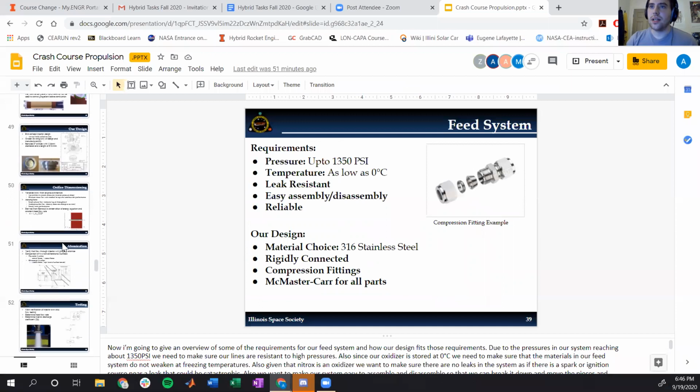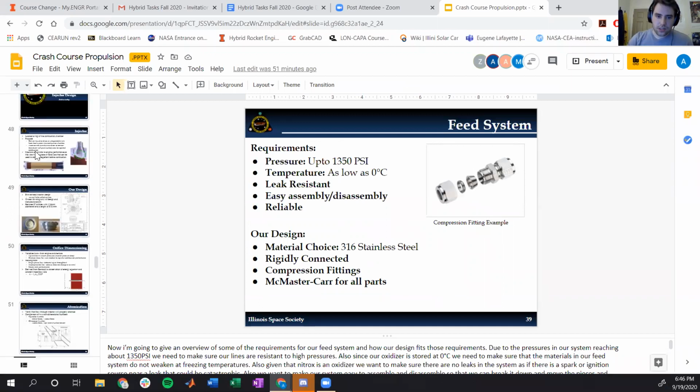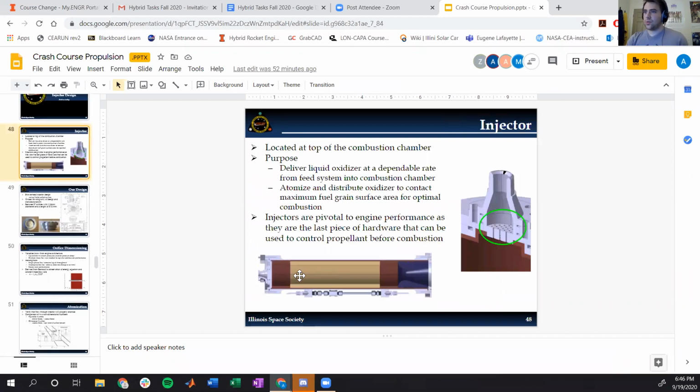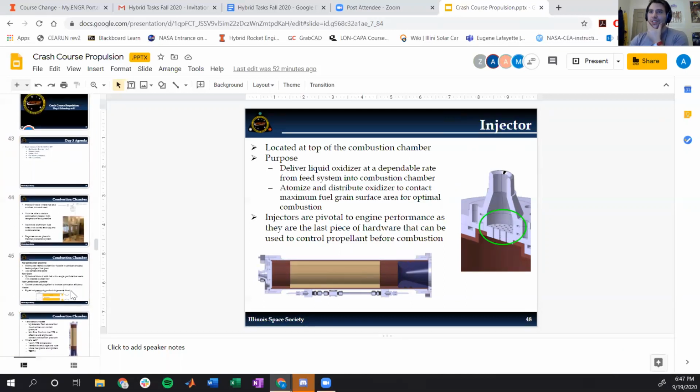Because a lot of people have asked about injectors, just to give you a quick preview, this is what the inside of the combustion chamber looks like. This yellow part here, this is a picture of our CAD. This yellow part here is our fuel grain, and the injector sits right here. So this is what an injector looks like. The feed system would be sitting here, and it feeds into the injector, and it goes through, and it will atomize. Yeah, a lot of injector interest. That's cool. Injectors are very awesome.